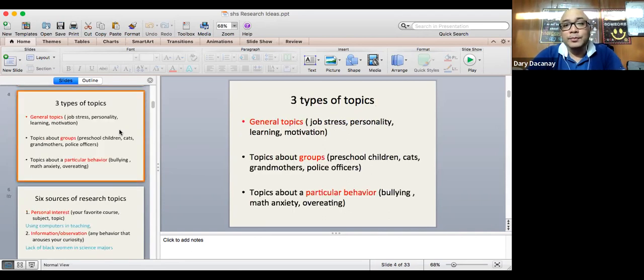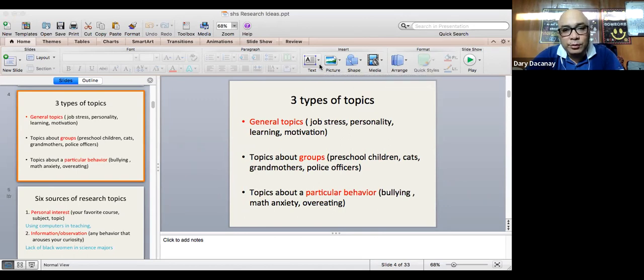There are three types of topics. There are general topics, for example, you'd like to find out about job stress, personality, learning, motivation. General talaga ito. That's why in some of the topics that I made comments on, I put there too broad, too complex, and that's why you need to be able to further clarify it. Okay, those are general topics.